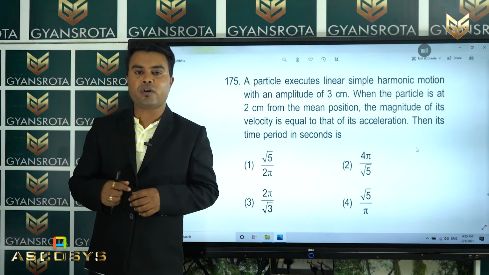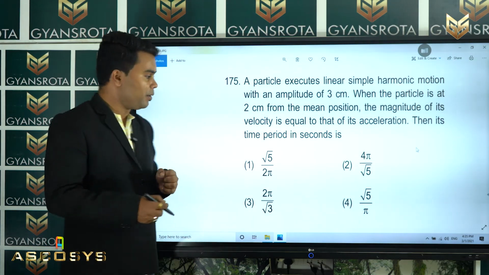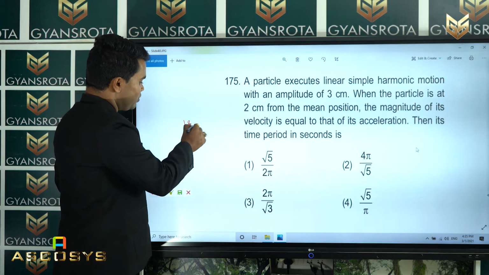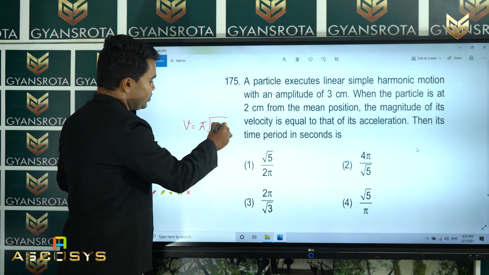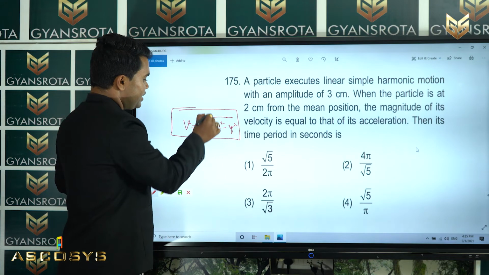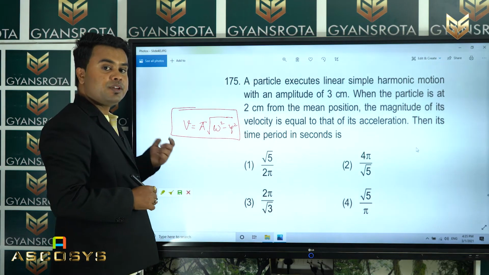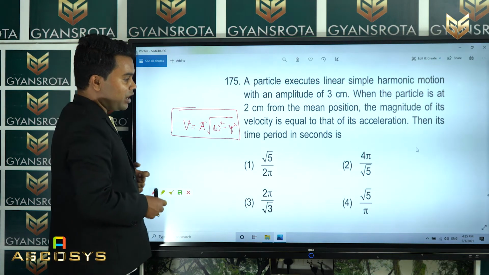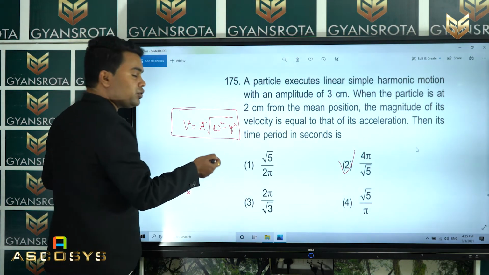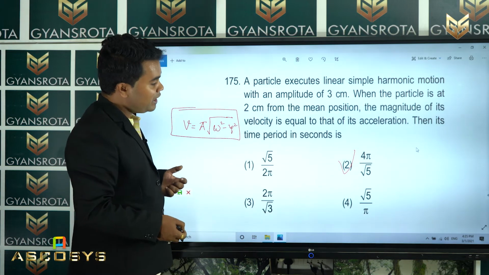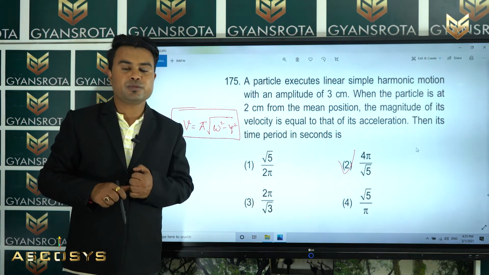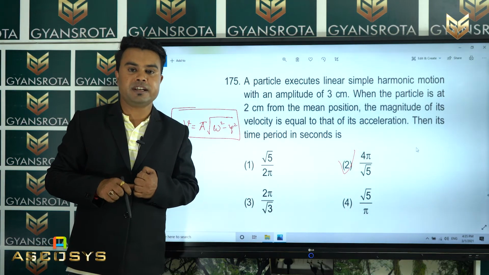You start with the formula this one, and your formula will be velocity is equal to omega root of A square minus y square. If you use this formula, where A is the amplitude, you will see that your answer is coming out to be 4 pi by root 5. Later on you have to equate also, don't forget to equate, and your final answer will be 4 pi by root 5. Now let us move to the next question, that is 176.